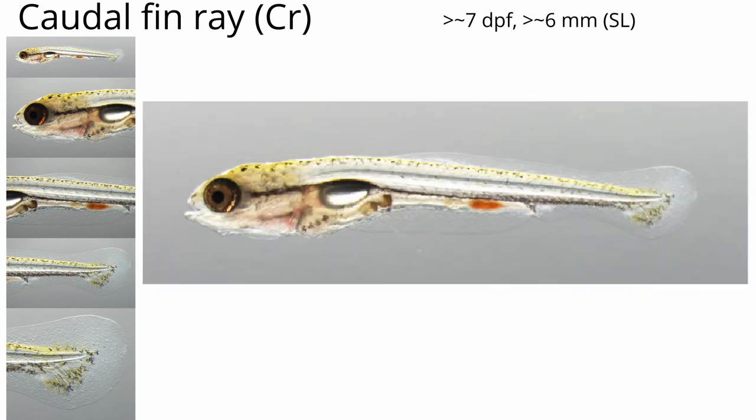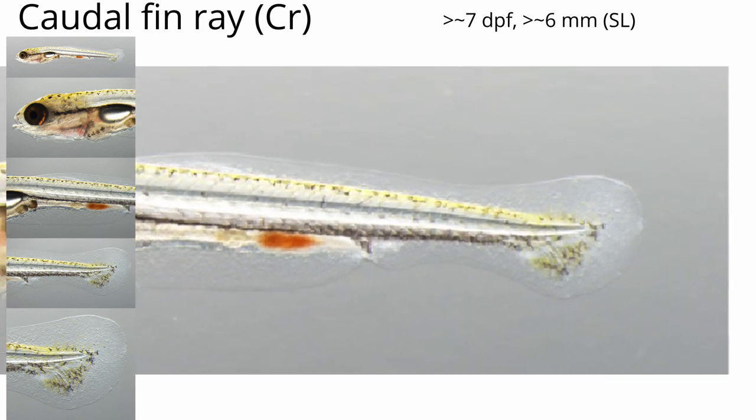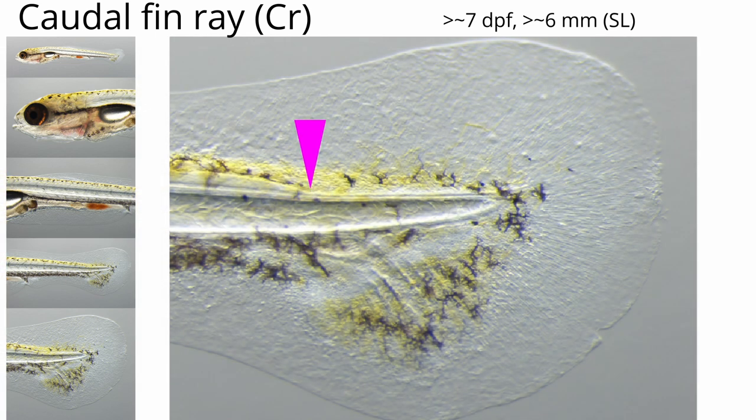This is a stage where the fin rays of the caudal fin appear. 7 days after fertilization, body length is around 6 mm. The notochord at the base of this caudal fin is slightly bent.